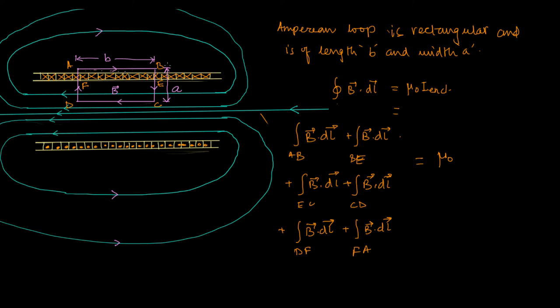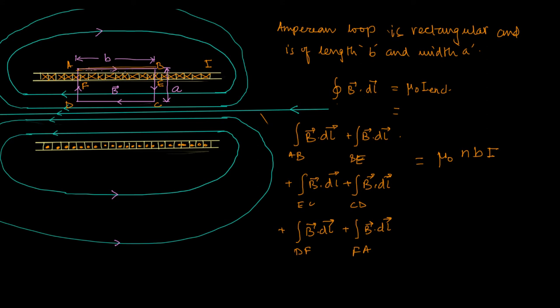Now what is I enclosed? Each of these turns is carrying a current of I. And how many turns are enclosed within this loop of this length? Whatever current is enclosed within this is the total current. Now what is the total number of turns? It is n, the number of turns per unit length, into the length itself, because whatever is within this length b, since it's a rectangle, is the total number of turns enclosed. So n into b is the total number of turns, and each turn is carrying a current of I. So this is the total current enclosed within the loop, right?